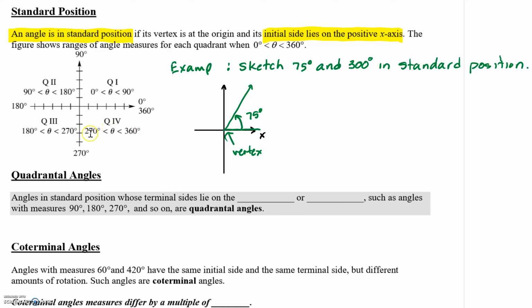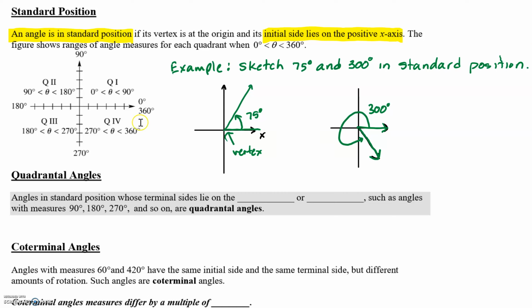So let's go ahead and graph that one. Let me get another grid. So somewhere between 270 and 360. So the initial side, let me do it in green. The initial side is still on the positive x-axis, but the terminal side, as we call it, is now going to be in quadrant 4. The angle starts there and goes all the way around. That is the angle 300 degrees. Again, the vertex is at the origin.